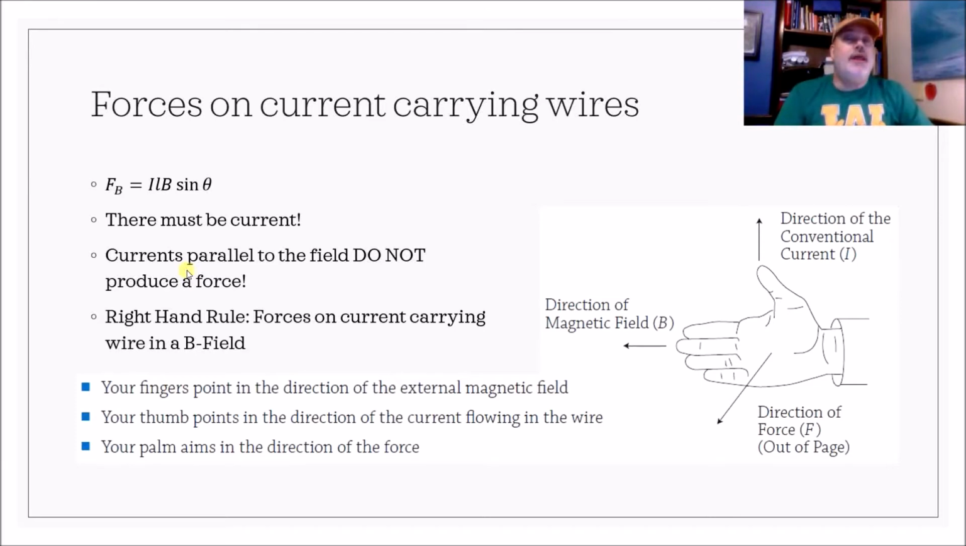And we have another right-hand rule for this one. It's almost the same. Your fingers are the magnetic field. Your thumb, instead of being the velocity of a positive charge, is the direction of the current. And then your palm again is the direction the force would point.